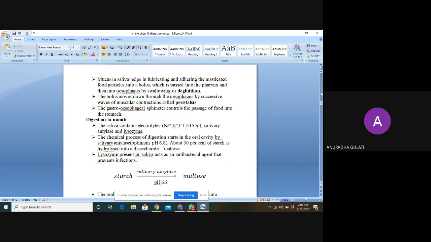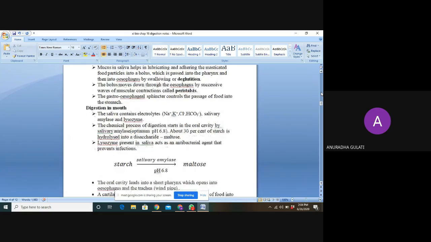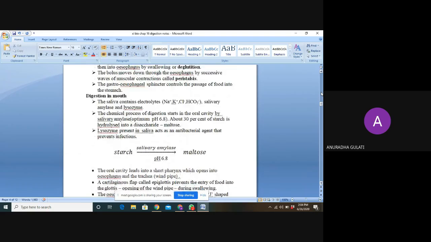Around 30% of starch is hydrolyzed and is changed to the disaccharide maltose. Starch, with the help of salivary amylase, which works at pH 6.8, breaks down to form maltose. This occurs in the mouth itself. So chemically, starch, which is a polysaccharide, breaks down in the mouth. Lysozymes in the saliva are antibacterial and help in prevention of infections.